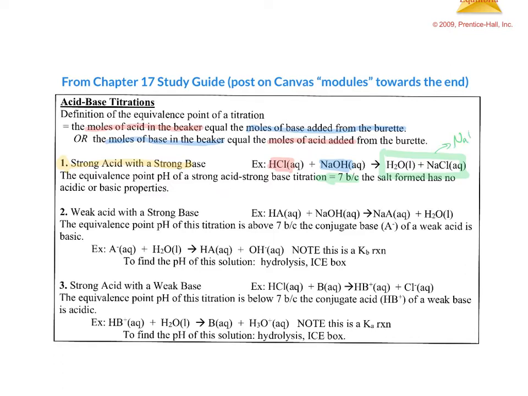sodium and chloride, we know neither of these affect the pH, right? The cations of the strong bases don't affect the pH, meaning they just hang out in water, pH stays 7, and the same with the anions of the strong acids. So this will be the topic for today, strong acid, strong base titrations, and I'm just starting with a definition of equivalence point and reminding you of what we have in our study guide.